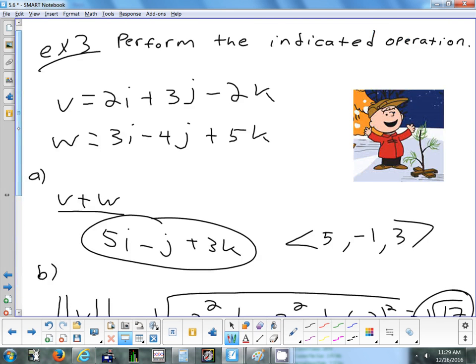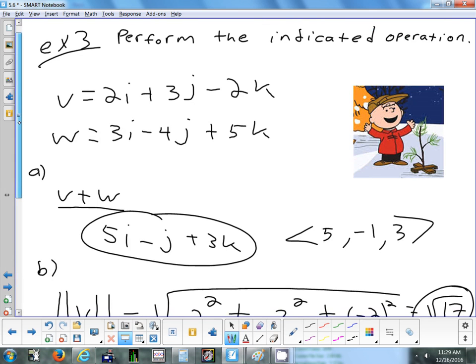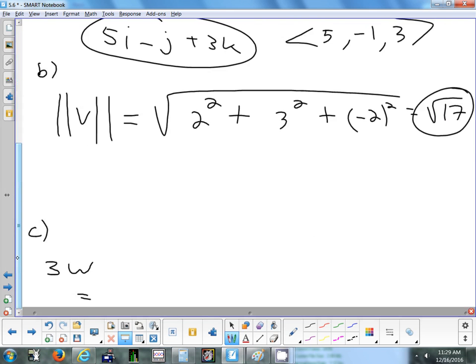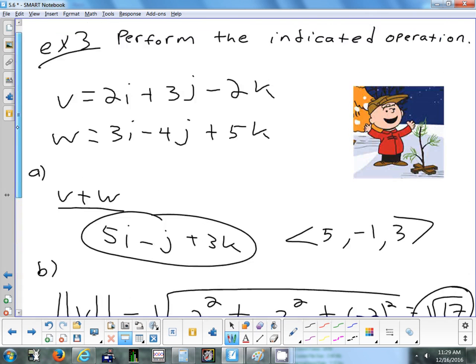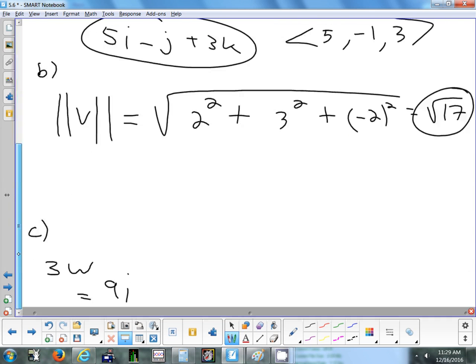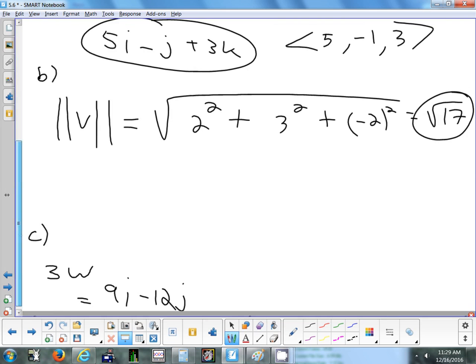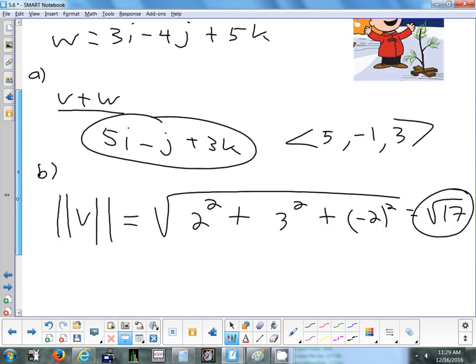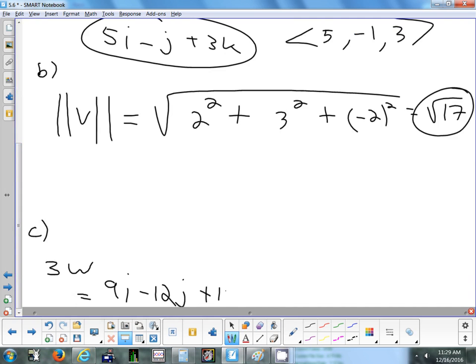So take each component of w and triple it. Okay, so what's my i component? So 9i. And what comes next? j. And the k? 15k. Okay, so super easy to scale a vector in 3D. You just have one more number you have to multiply. That's it.